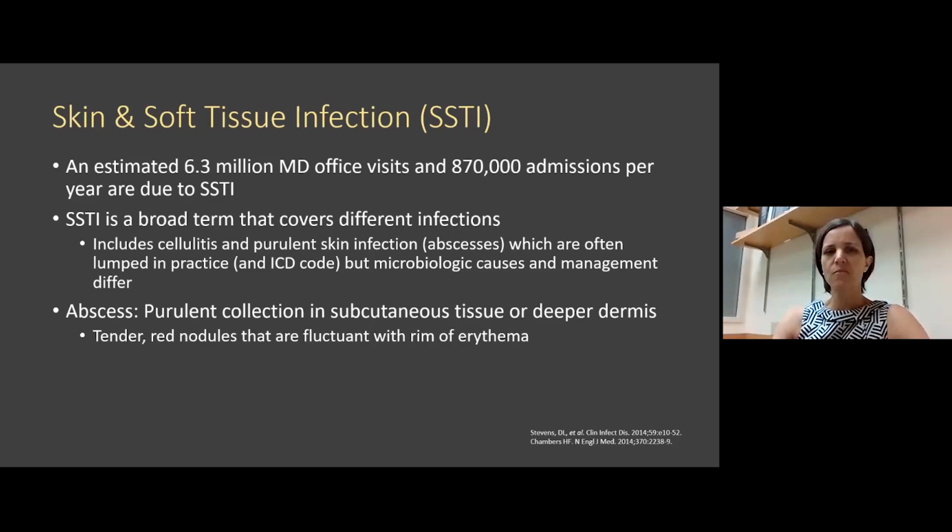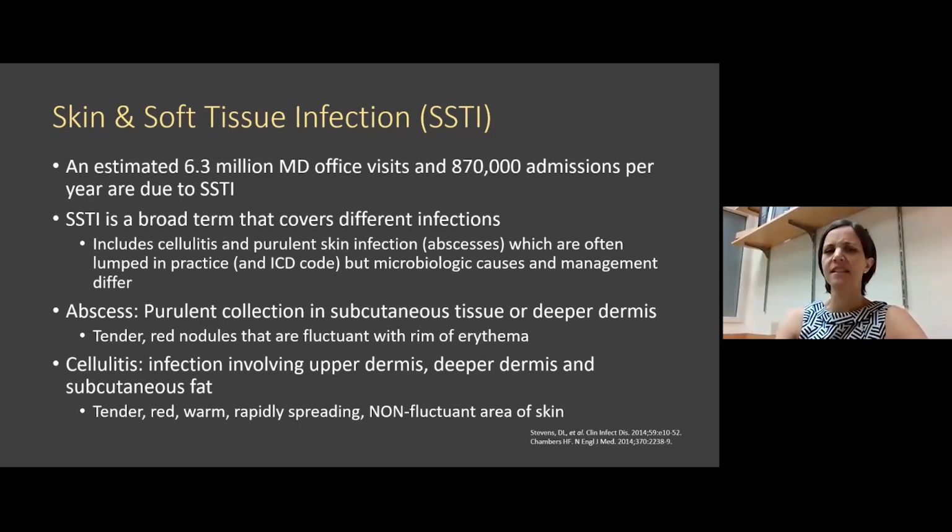So just to make sure we have our definitions straight, an abscess is a purulent collection in the subcutaneous tissue or deeper dermis. It forms a tender red nodule that's fluctuant. You can feel the purulence in there. And it often has a rim of erythema.